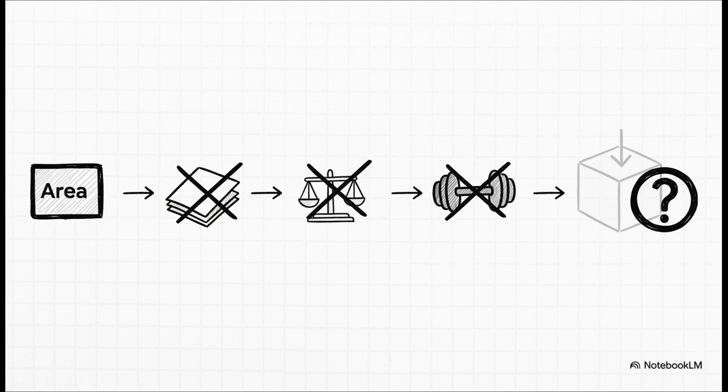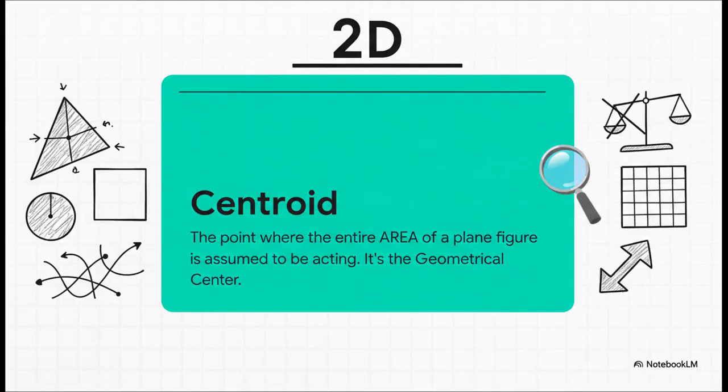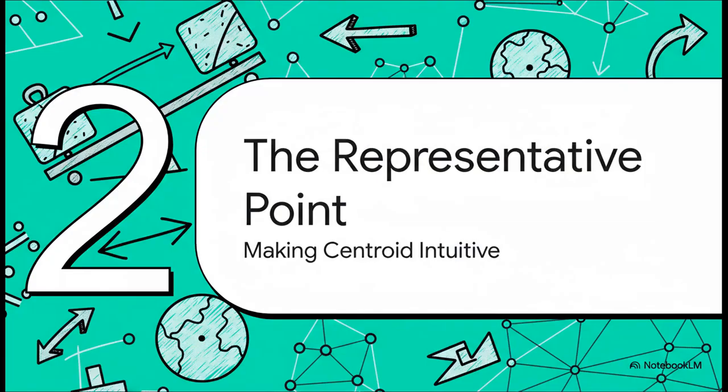We need a different name for this. And that new term is the centroid. It's the perfect 2D equivalent. So instead of being the point where all the weight acts, the centroid is the point where the entire area of the figure is assumed to act. See the difference? It has nothing to do with physics or gravity. It's pure, simple geometry.